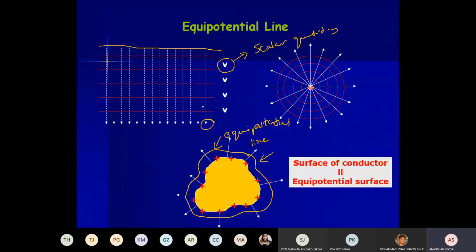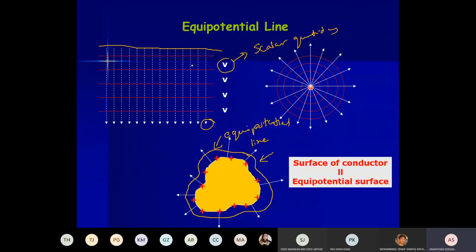So what is so special about an equipotential line? Anything that moves along an equipotential line has no work done. So there is no gain in potential energy and no gain in kinetic energy. That's what is special about an equipotential line.